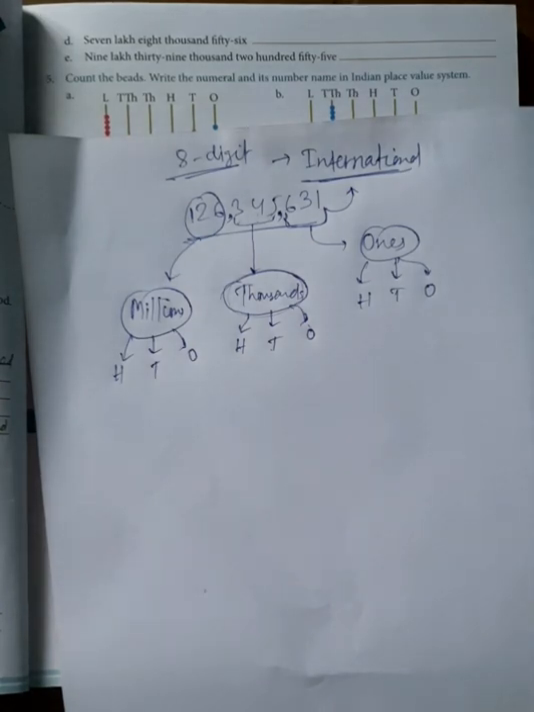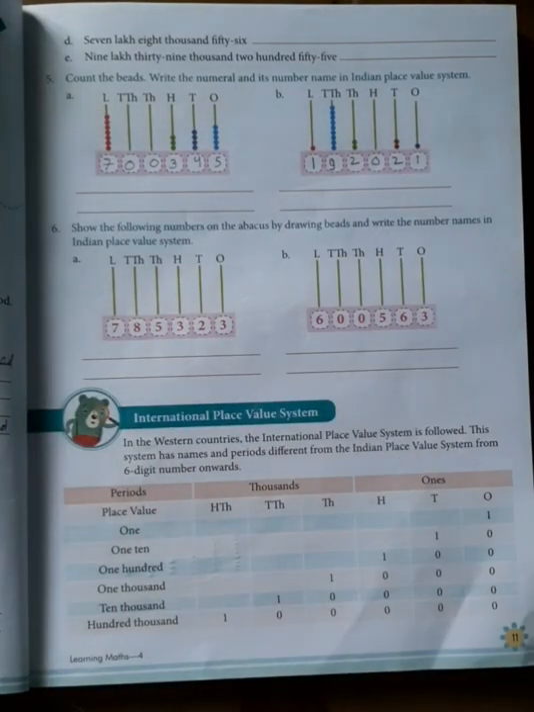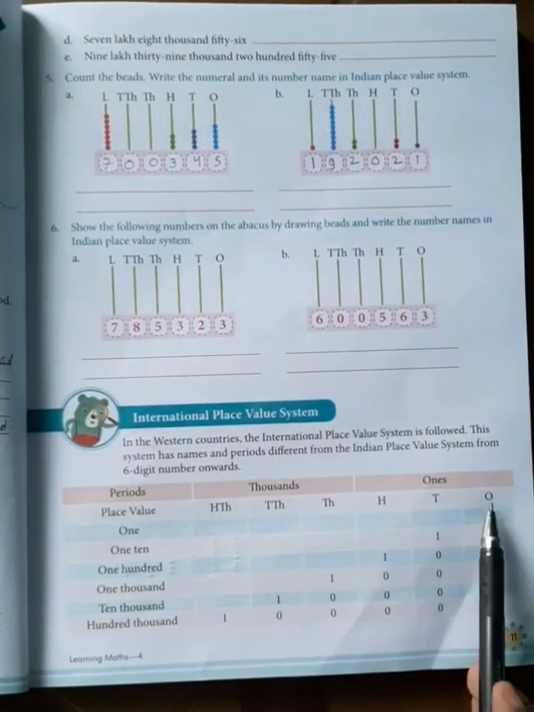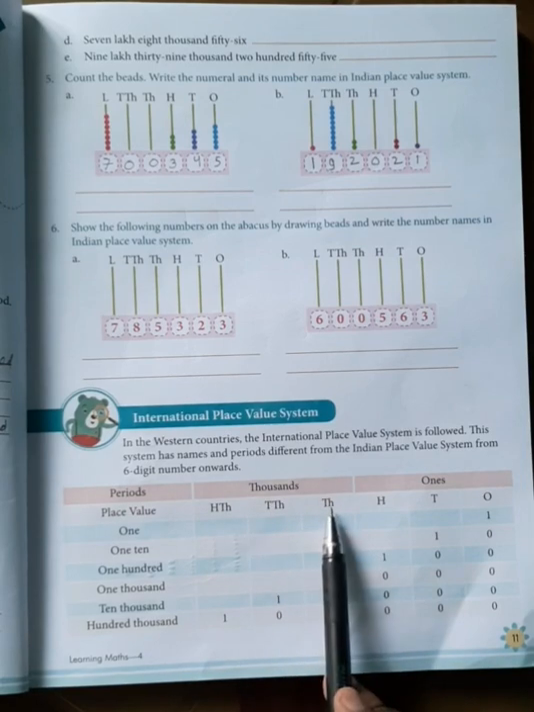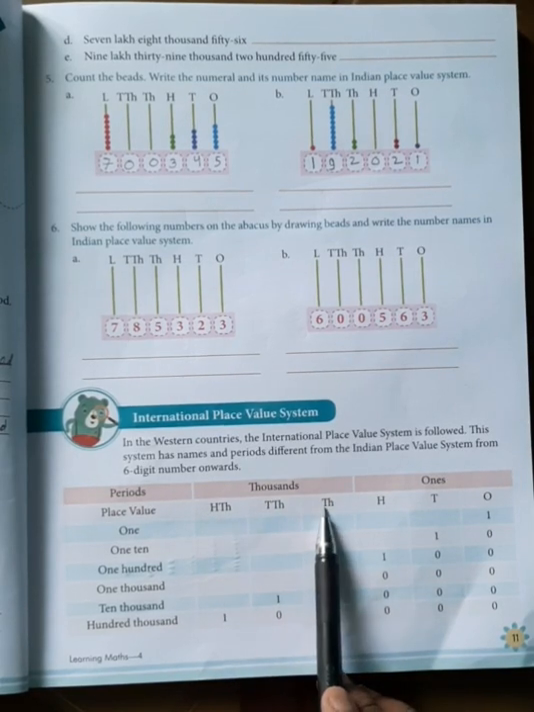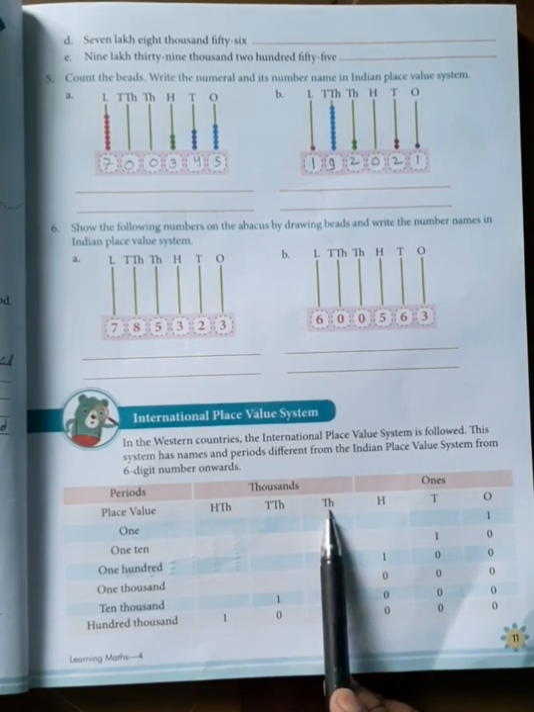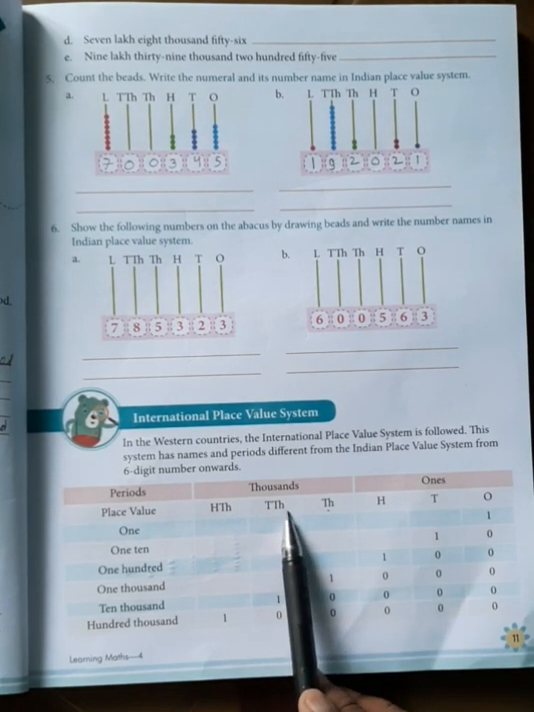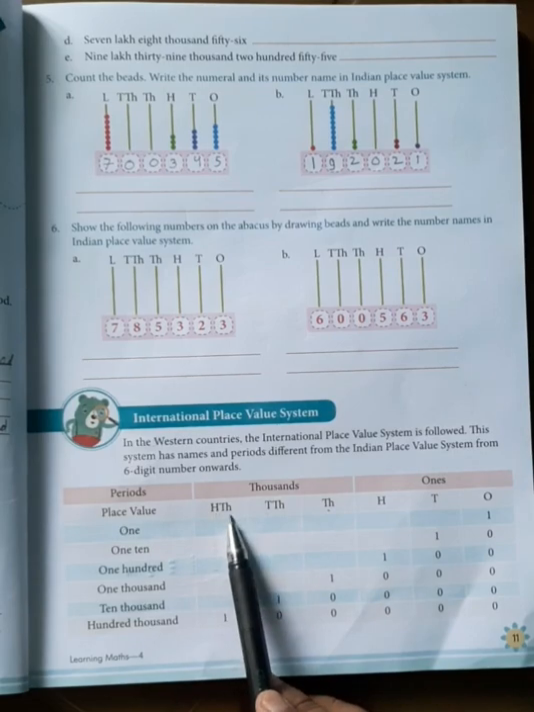Okay, so now here you have given also, see, ones period 1, 10, 100, and in thousands also three places 1, 2, 3. See, 10,000, th stands for thousand and t stands for ten, th for 1000, 10,000, h for hundred and th for 100,000.